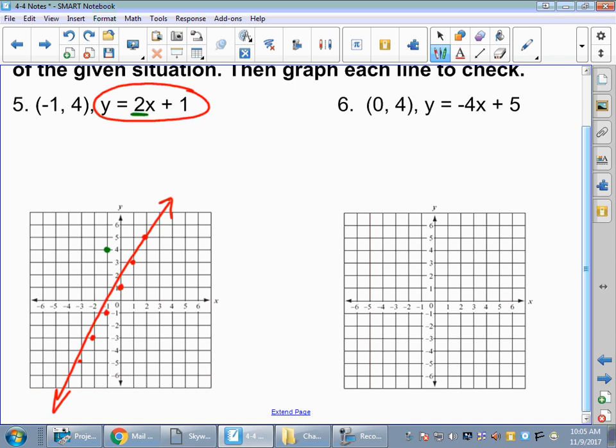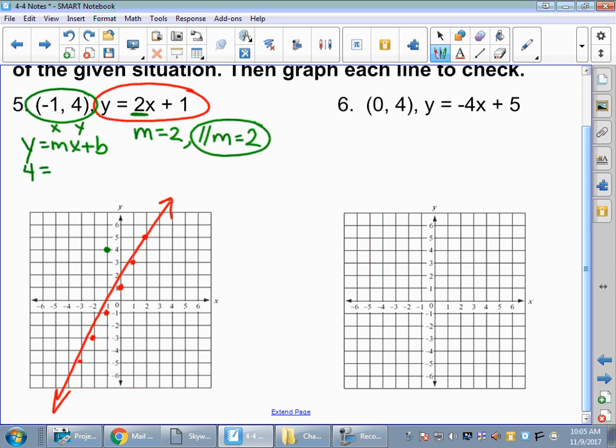Since the original line has a slope of 2, my parallel slope is also 2. So I'm going to use 2 and this point to write the equation of my line. And so when I write the equation, I have two choices. I can use slope-intercept form, y equals mx plus b. I could also use point slope form. That's just a choice at this point. So I'm going to use slope-intercept form here. I'm going to plug in negative 1 as my x value and 4 for my y value. So 4 is equal to 2 times negative 1 plus b.